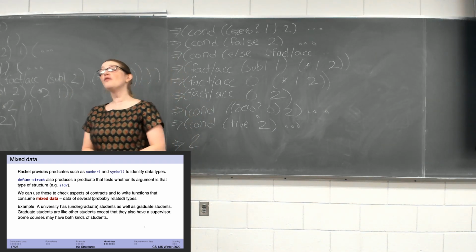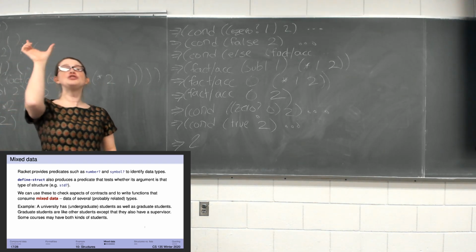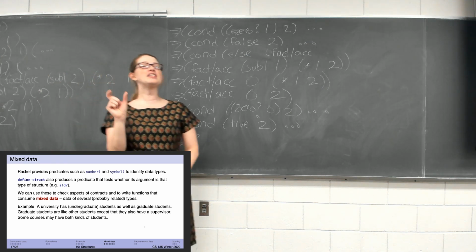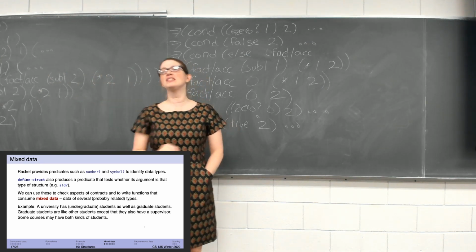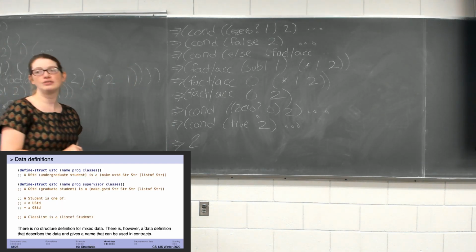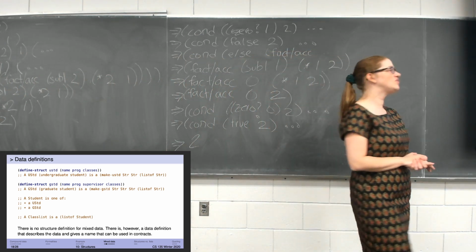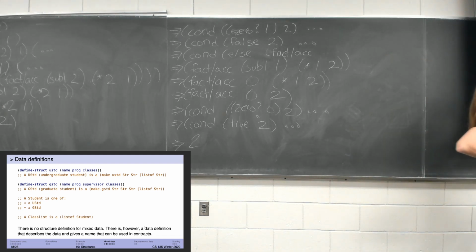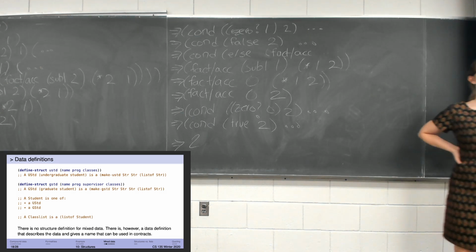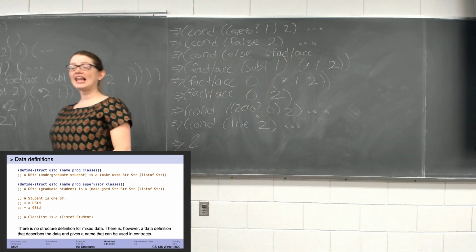So what we're going to have to do to deal with this mixed data is, instead of creating a student structure, we are going to create a structure for each of the types of students. So I'll create one structure for an undergrad, and I'll create one structure for a grad student. And then, because I want to classify both of these as students, I will create a data definition, not a structure, for a student. So a student is one of an undergrad or a grad. But that is not a structure. Then I will create a data definition for a class list.